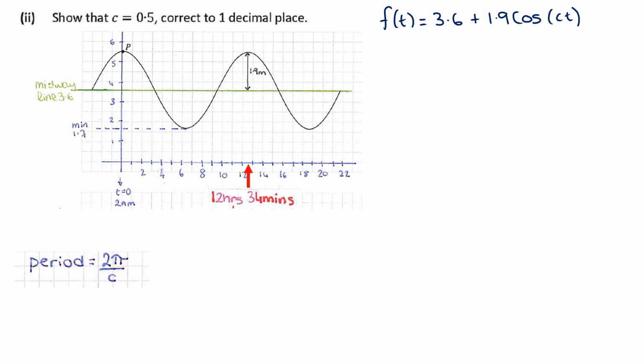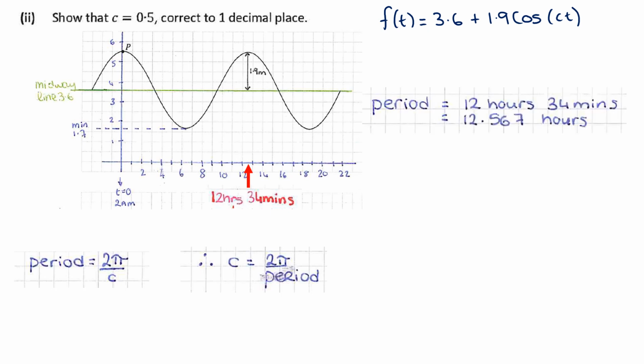Now, in this question, we know the period. We know how long it takes to get to high tide again. I've marked that in on my graph in red. It's 12 hours 34 minutes. Remember, that was 2:34, which is 12 hours 34 minutes after the first high tide. So rearranging this formula gives us C, the letter we want, is 2 pi divided by the period. That formula is a really useful little formula to be able to work with.